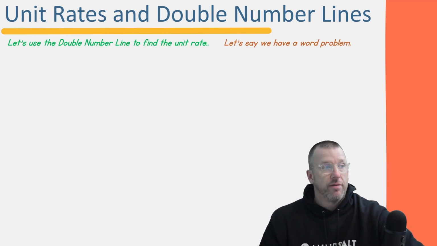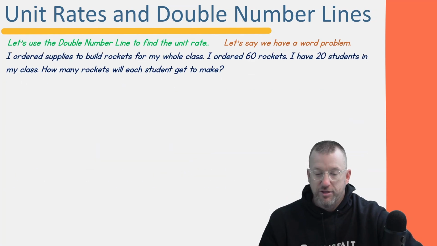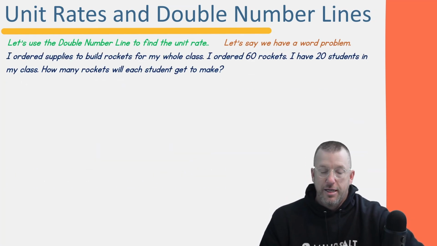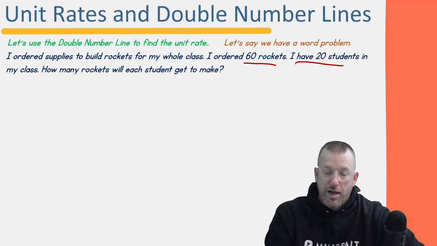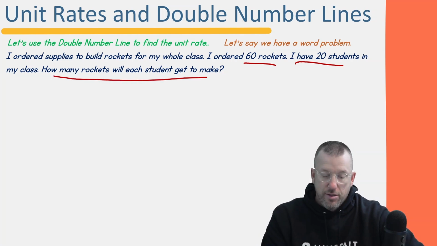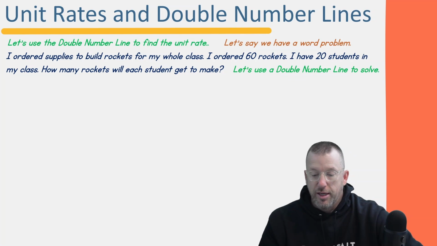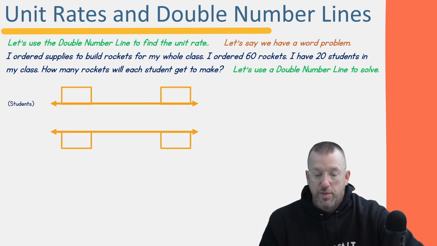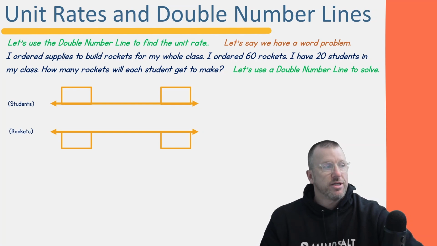We can also use double number lines to find the unit rate. What if we have a scenario that doesn't give us a unit rate? In this instance, there's a teacher who ordered supplies to build rockets for his whole class. He ordered 60 rockets and he has 20 students. How many rockets will each student get to make? Okay, so let's set up our double number line. So here comes our double number line. We've got to label each one. We're going to put students on the top and we're going to put rockets on the bottom.